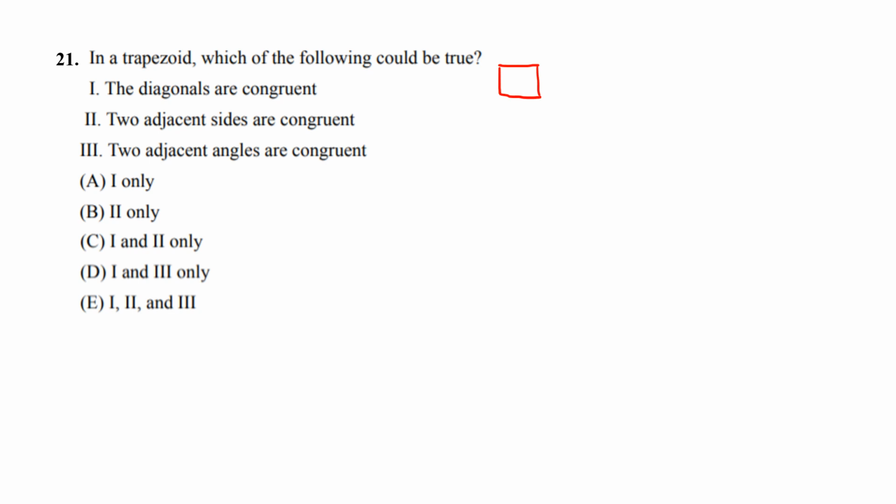The diagonals are congruent inside a square, so we know that this is true. 2 adjacent sides are congruent. That's true too. We have a square. Yep. And finally, we have 2 adjacent angles are congruent. In this case, whether it be a square or a rectangle, adjacent angles are congruent. And even if it was a trapezoid that's symmetrical around its center point, right? Around the center line, these adjacent angles are congruent as well. So all 3 statements are true, because we can find cases where each of those statements are true.